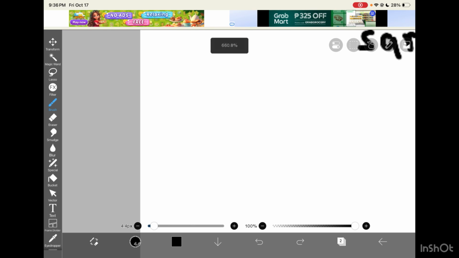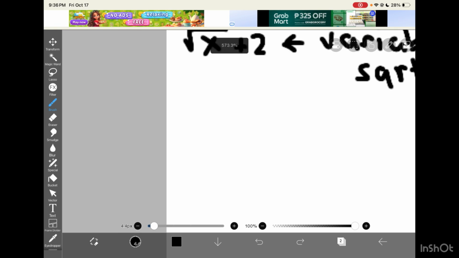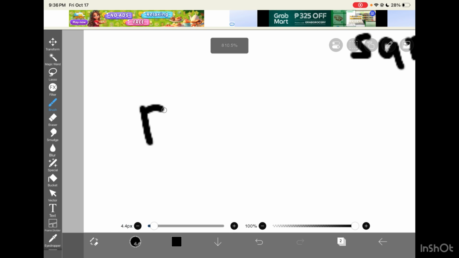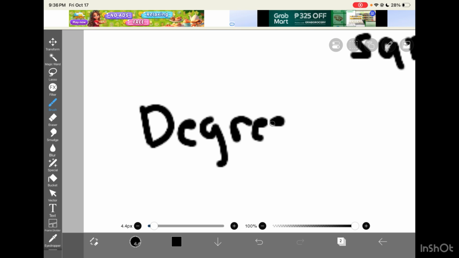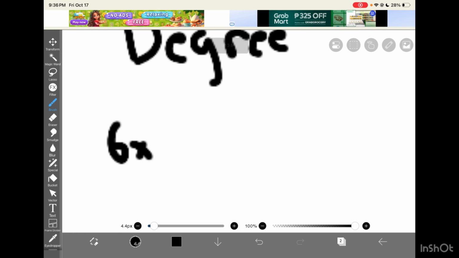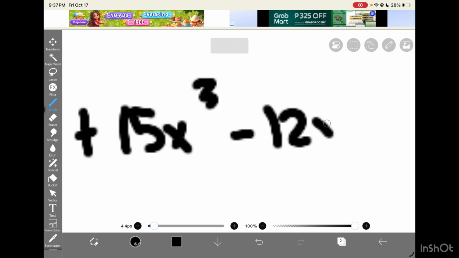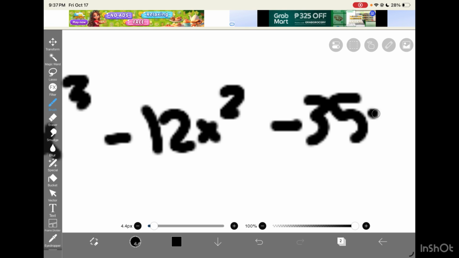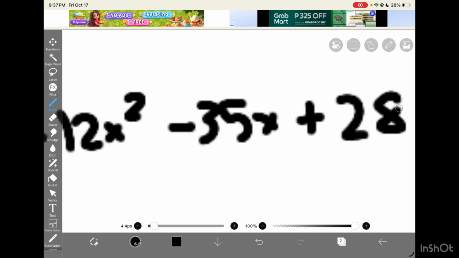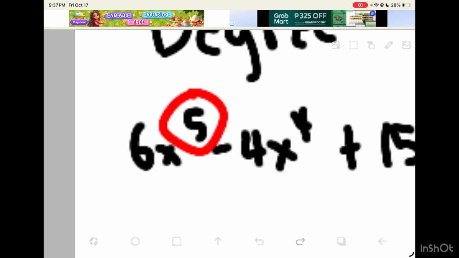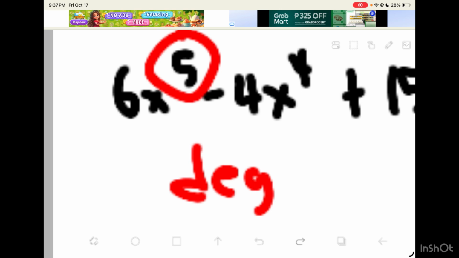Okay, next one is the degree of the polynomial. The degree of the polynomial is the highest non-negative integral exponent of the polynomial. Let's try 6x raised to 5 minus 4x raised to 4 plus 15x raised to 3 minus 12x raised to 2 minus 35x plus 28. The degree is simply the highest exponent. So in this case, the degree is 5.